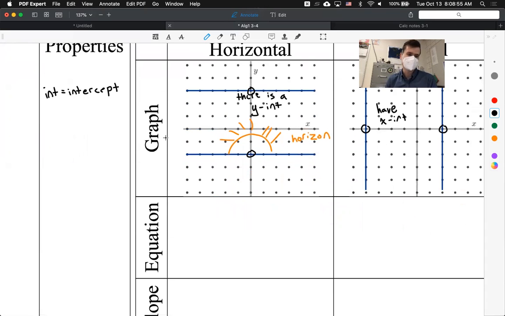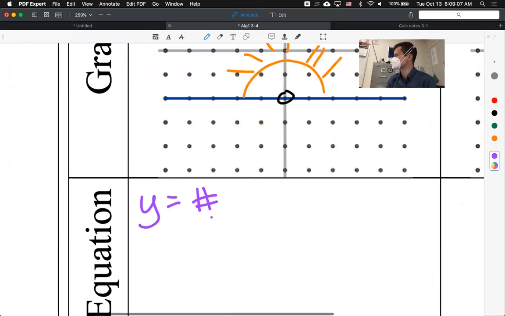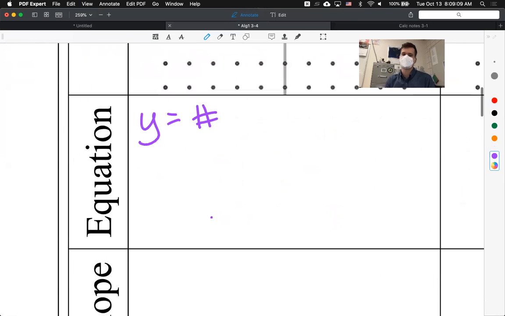Okay, so the equation. With a horizontal line, it will always be the variable y. Y is equal to some number. So in general, it's y is equal to some number. You can zoom in here since the screen is so small. Y is equal to a number. So you can say y is equal to 3. Or you can say y is equal to -7. Just do a few examples here. It's always going to be a y.